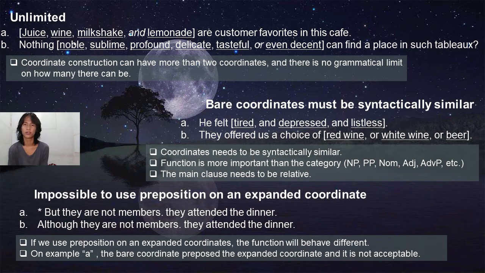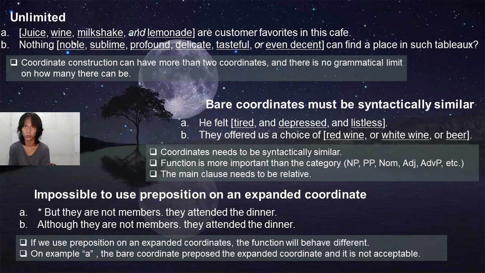So you can see the example. He felt tired and depressed and listless. They are the same feelings. They are similar in meaning. Tired, depressed, listless. It's all about the tiredness of a person, and so they are similar. And that is why coordinates must be syntactically similar.